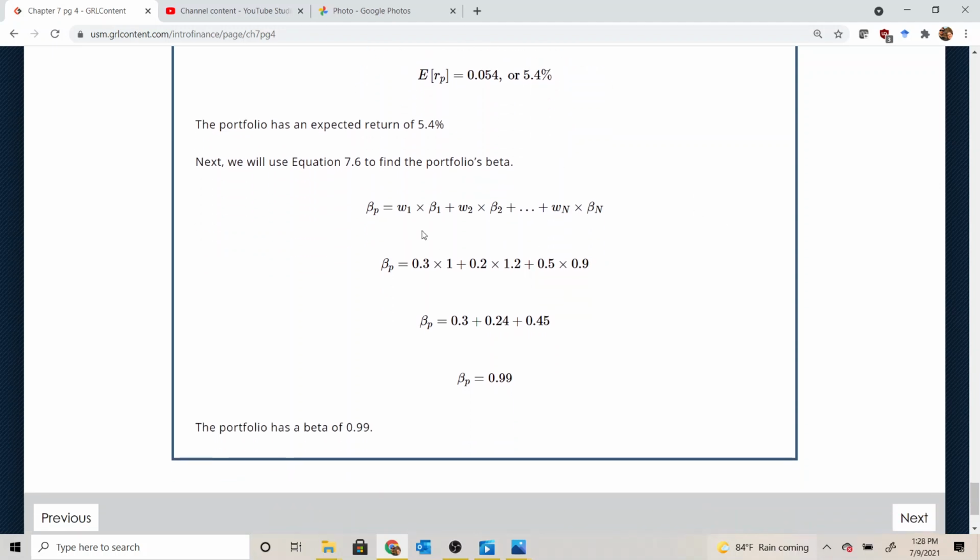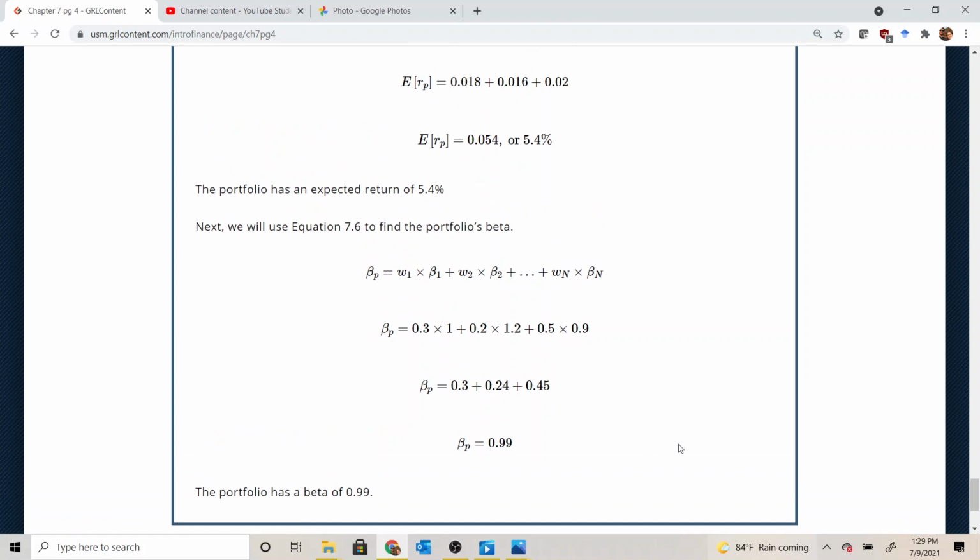Calculating a weighted average for beta is exactly the same thing. We take the weight times the beta, and then we just add those together for every asset that we have. In this case, we've just got 3. 30% of our money is in stock A that has a beta of 1. 20% of our money is in stock B that has a beta of 1.2. And 50% is in stock C that has a beta of 0.9. So we do the multiplication first, and then we do the addition, and we find that the beta of the portfolio is 0.99, or very, very close to 1.